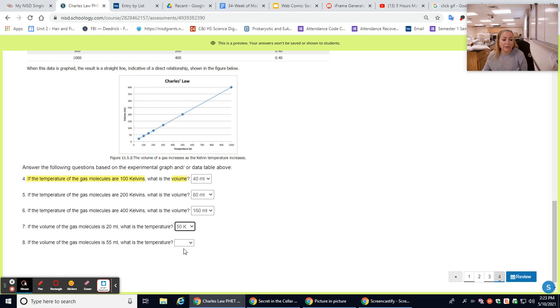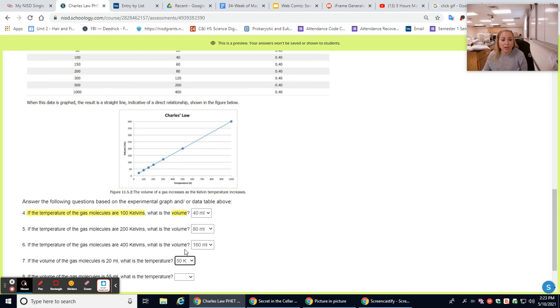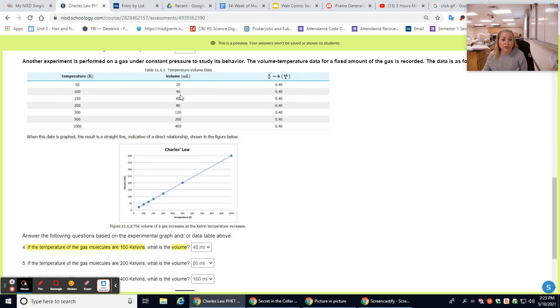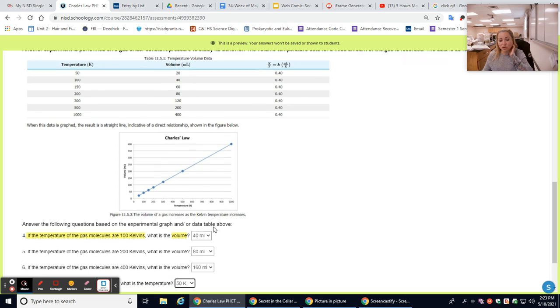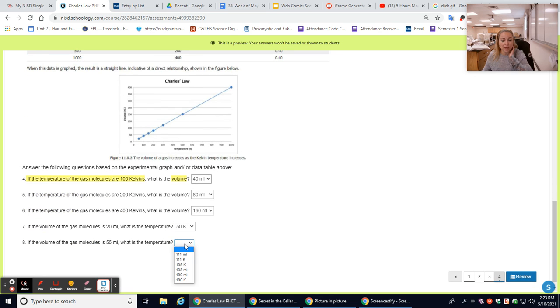If the volume of a gas molecule is 55 milliliters, what is the temperature? If it's 55, it should be right before 150. So your best option would be right before 150. It would be 138 kelvins. And that's a wrap, you guys.